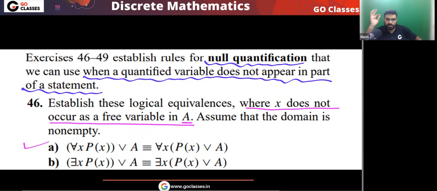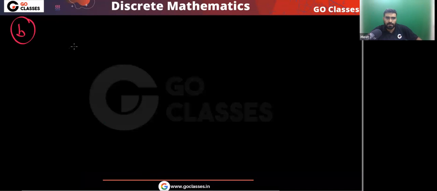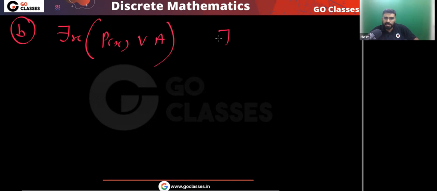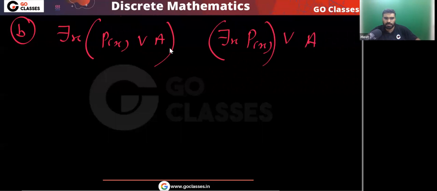Okay, now let's prove them. Part A we have already done. Now let's see part B. Part B is saying there exists x, p(x) or A. Is this the same as there exists x p(x) or A? Are they the same? This is very easy to prove. Let's see, are they the same? Again, what will you do?